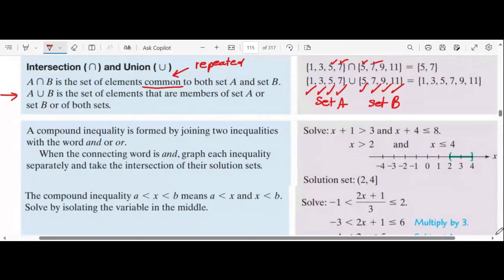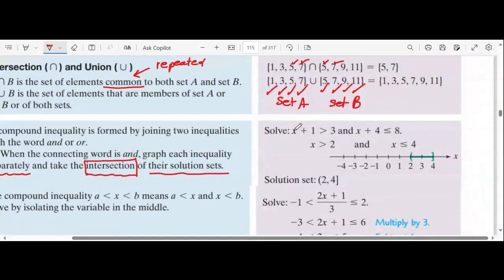Yes. A compound inequality is formed by joining two inequalities with the words and or. When the connecting word is and, graph each inequality separately and take the intersection for their solution. This is very important to understand. The compound inequality a less than x less than b means what? It means x greater than a and x less than b. Solve by isolating the variable in the middle.